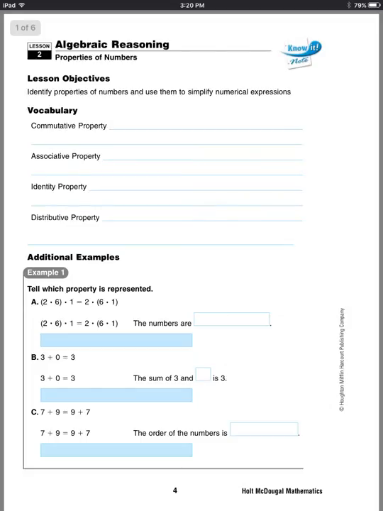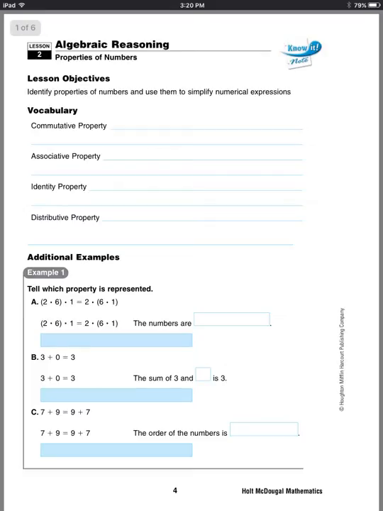Okay, today we are learning about the properties of numbers, and we're going to use them to help find answers. The commutative property says that you can add numbers in any order and you can multiply numbers in any order. Like 3 plus 8 is the same as 8 plus 3. You're going to get 11. Or 5 times 7 is the same as 7 times 5. You're going to get 35.